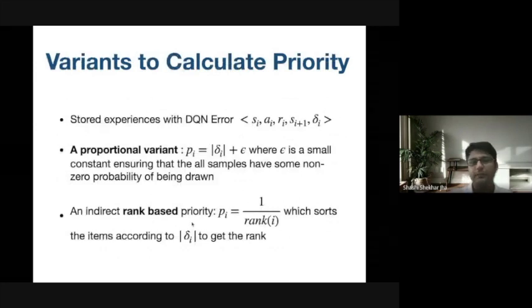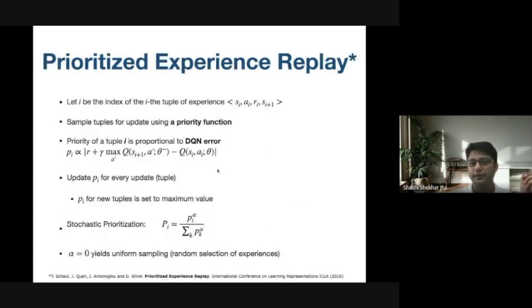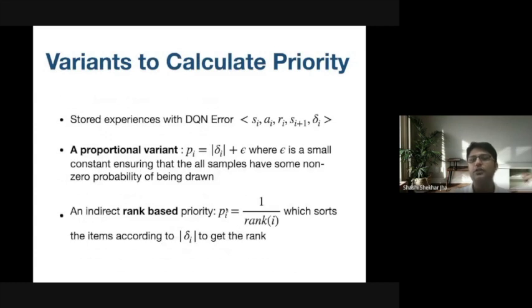And then they came up with two variants of how you define this priority. One could be defined directly based on the error, the delta i, the DQN error. Another could be based on the rank. So if you sort all the transitions based on the DQN error, then you decide the priority based on 1 by rank of i. It has a relation, but it's an indirect relation with the DQN error. So this is how they define the priority.